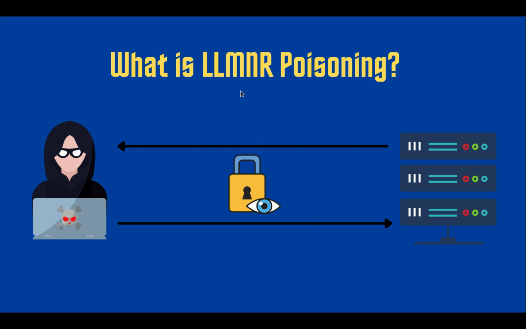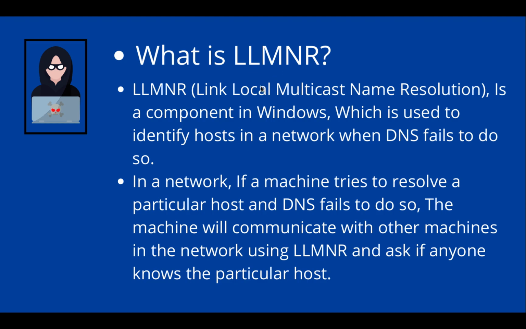So first of all, before starting the practical, I wanted to explain LLMNR to you, right? So what is LLMNR? LLMNR stands for Link Local Multicast Name Resolution, and it is a component in Windows which is used to identify hosts in a network when DNS fails to do so, right? So in a network, if a machine tries to resolve a particular host and DNS fails to do so, the machine will communicate with other machines in its own network using the protocol known as LLMNR and ask if anyone knows the particular host.